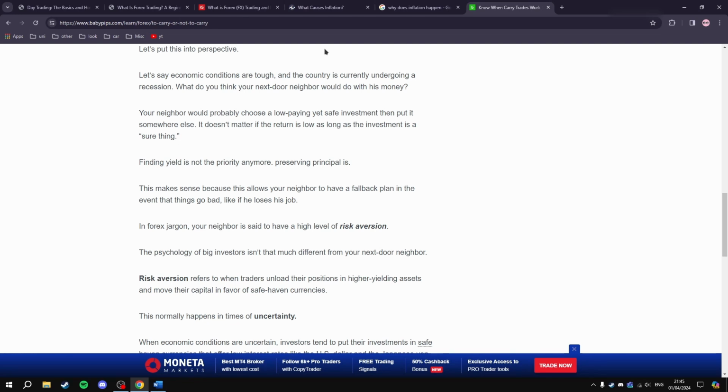The psychology of big investors isn't that much different from your next door neighbour. Risk aversion refers to when traders unload their positions in higher yielding assets and move their capital in favour of safe haven currencies. This normally happens in times of uncertainty.